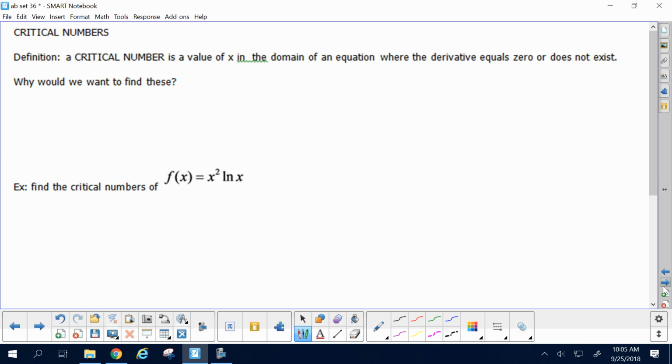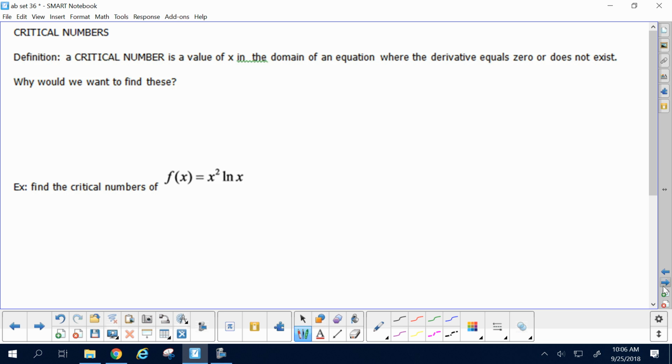That's differentiability. Remind me again, what are the 3 reasons a derivative doesn't exist? Third, discontinuity or jump of some sort, and vertical tangent. Okay. Definition of critical number is a value of x in the domain.